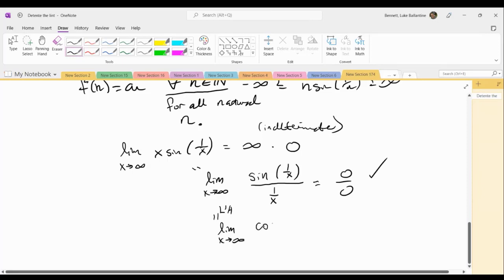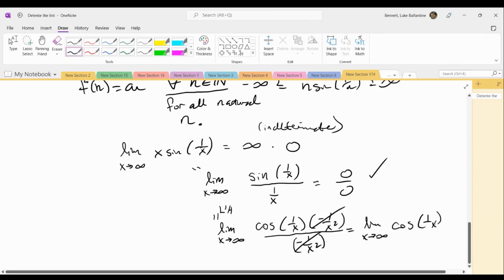So by L'Hopital's rule, we take the derivative of the numerator. So this is going to be cosine 1 over x. We need the chain rule, negative 1 over x squared, divided by the derivative of the denominator, which is just negative 1 over x squared. So these cancel. So this is just the limit as x goes to infinity of cosine 1 over x. And then this is cosine of 0, which is 1. So this sequence converges to 1.